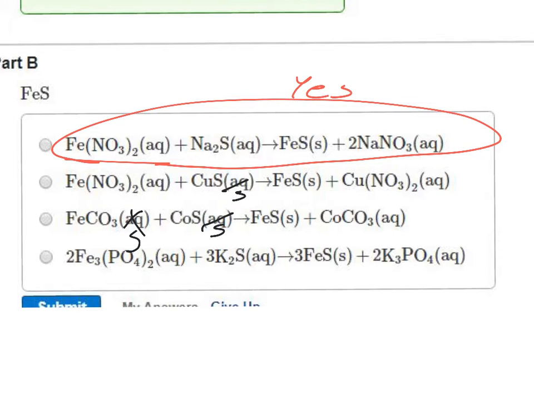We come and look at the next one. We've got phosphates, and phosphates are insoluble as well. So once again, we're out because that's going to be a solid. So once again, our only viable option that's correctly written is the first one. What you're really doing here is proofreading reactions.